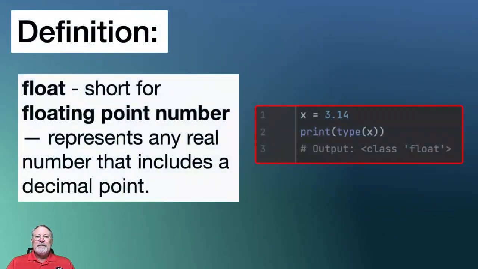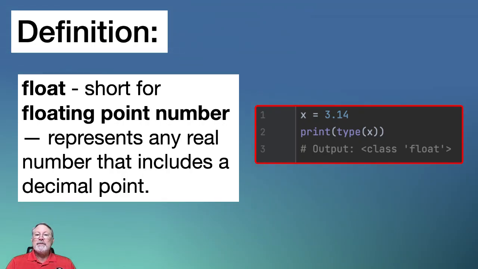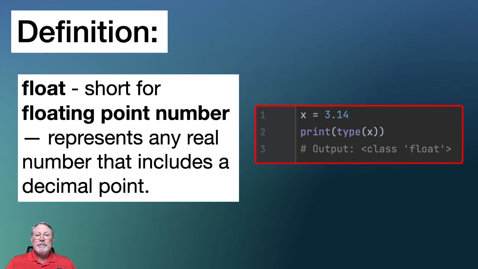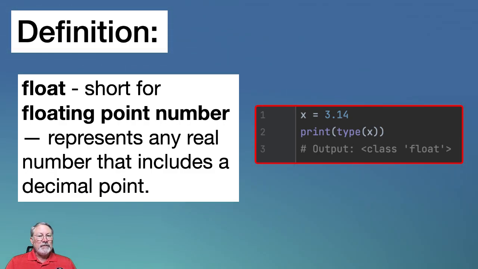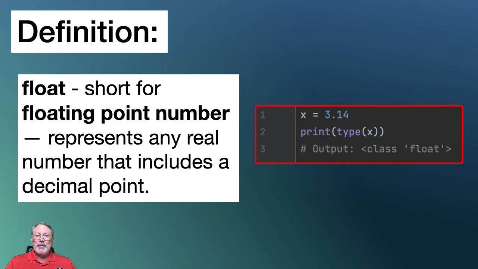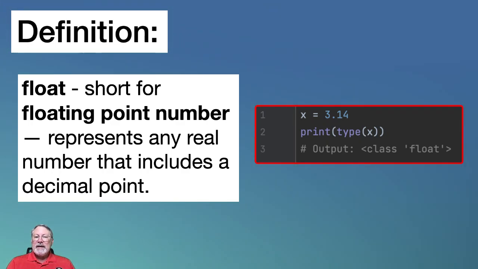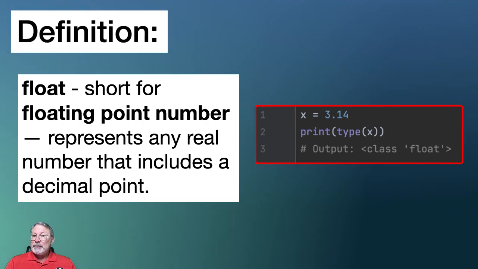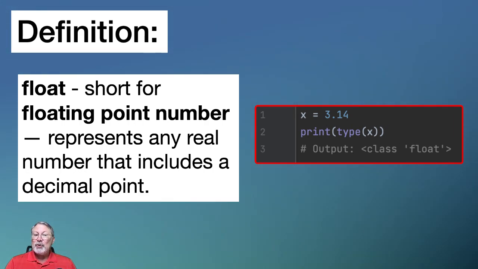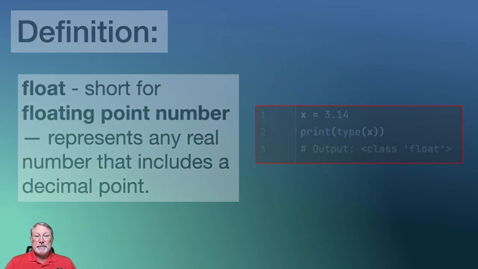In Python, a float, short for floating point number, represents any real number that includes a decimal point. So numbers like 3.14, minus 0.001, and even 5.0 are all considered floats. Even if it ends in 0.0, like 10.0, it's still a float.